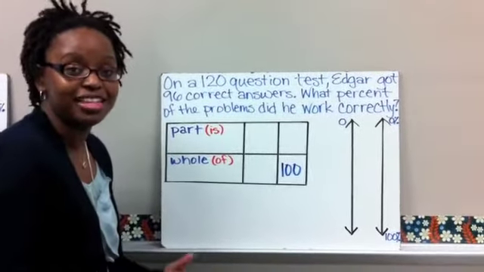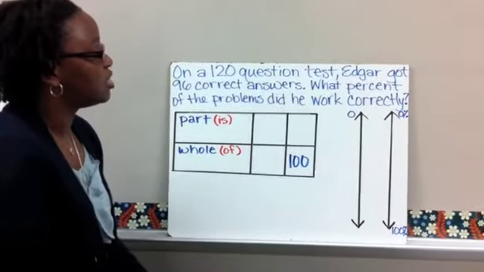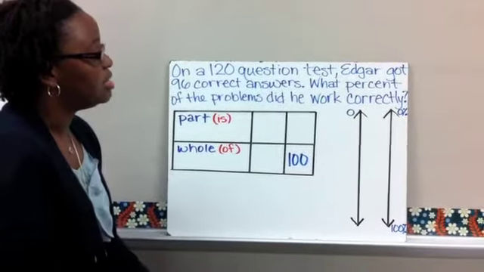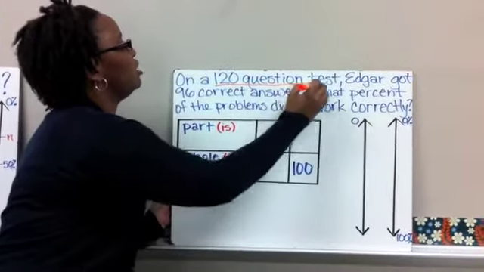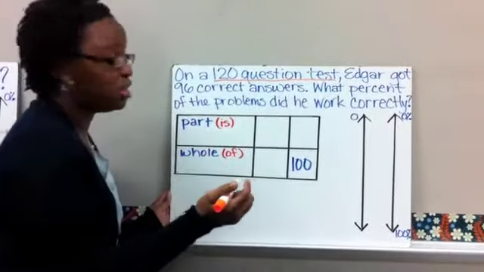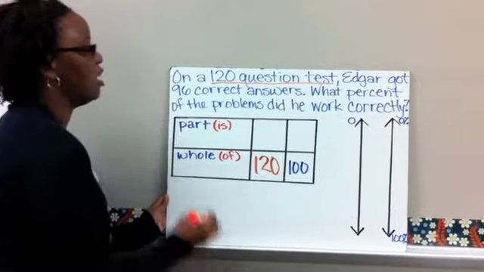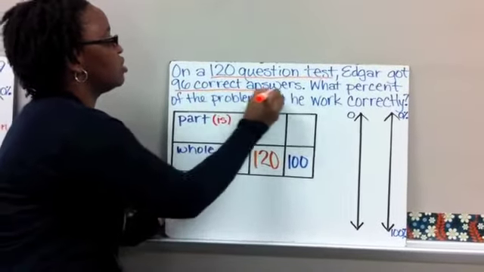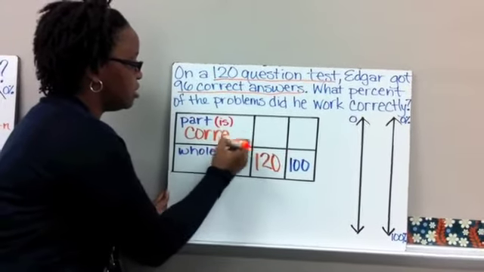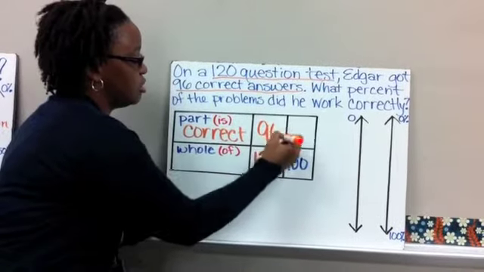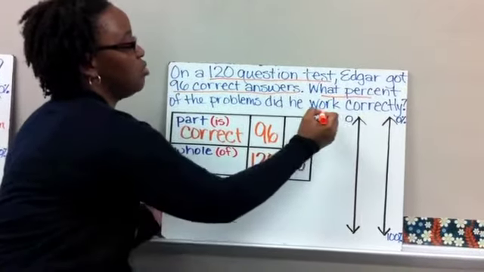All right, so let's now apply that to word problems. On a 120 question test, Edgar got 96 correct answers. What percent of the problems did he work correctly? So, first, on a 120 question test. So the test has 120 questions. That's the whole test. Edgar got 96 correct answers. So my part here is talking about my correct answers, and that's 96 correct answers. I want to know what percent of the problems did he work correctly.